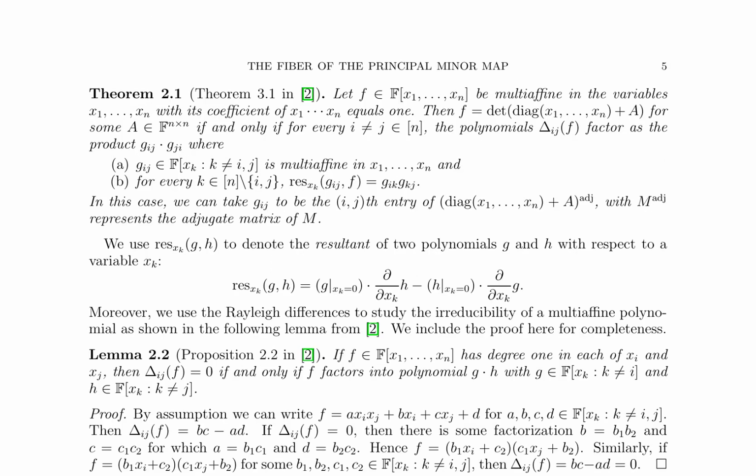Theorem 2.1 establishes that a multiaffine polynomial f in variables x1, ..., xn can be represented as the determinant of a matrix D.